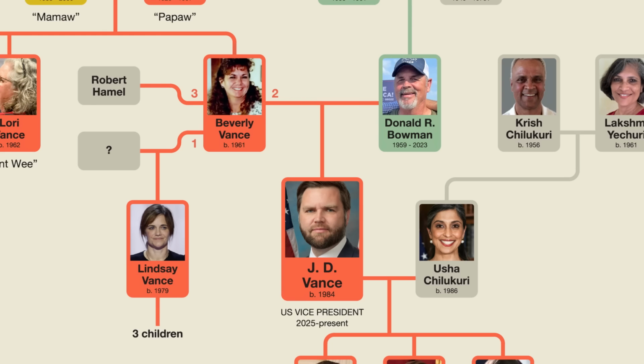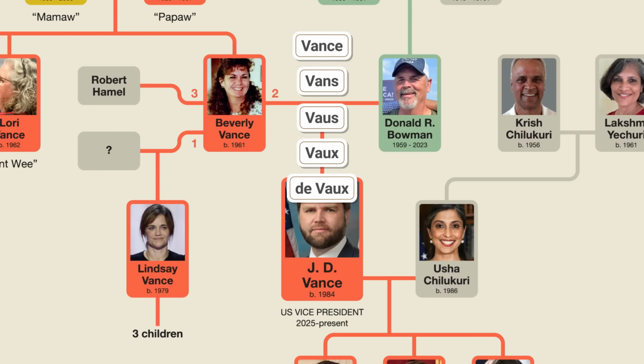Let's start with the origins of the surname. Vance was originally spelled Vans with an S, and that name in turn was likely a misspelling of Vouse, the U being mistaken for an N. But Vouse wasn't the original spelling either. If you go back far enough, we find that it was originally Vo or Devo, which was a Norman surname used in both Ireland and Scotland that meant from the valleys.